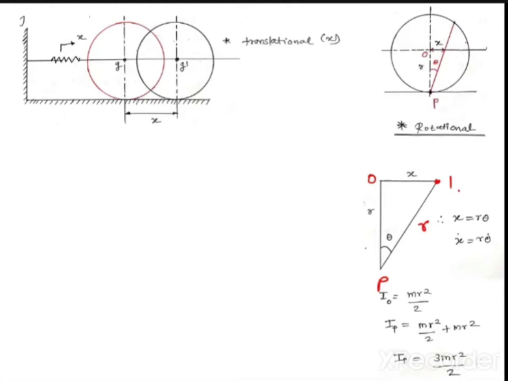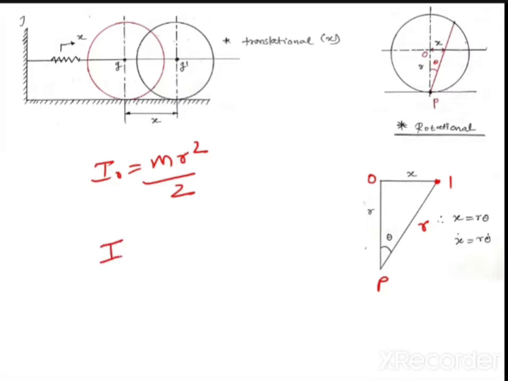Let's go. Now tell me how will you find out? Now let us say you know IO is equal to mr squared by 2. Now first of all, how will you find out IP?